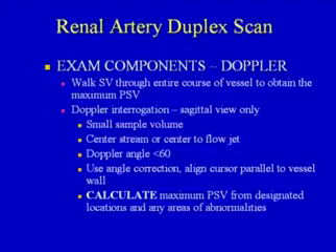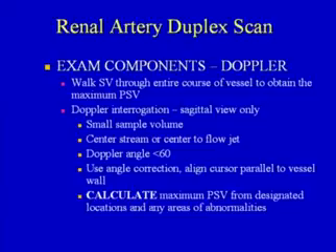So, exam components: walking the sample volume through the entire course of the vessel. This is to identify the maximum peak systolic velocity. Doppler interrogation is performed in the sagittal view only. You're using a small sample volume, placed center stream or center to the flow jet. In the renals, this can be difficult. Use Doppler angles of less than 60 degrees, use angle correction with the cursor aligned parallel to the vessel wall, and calculate the maximum PSV from designated locations and any areas of abnormalities.